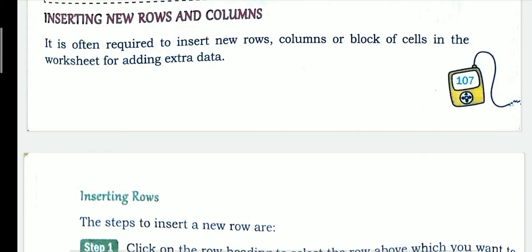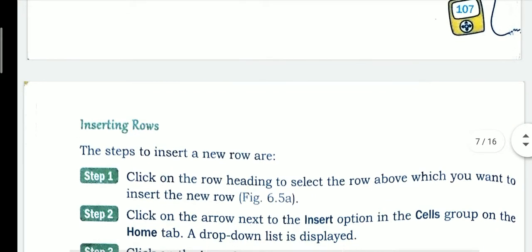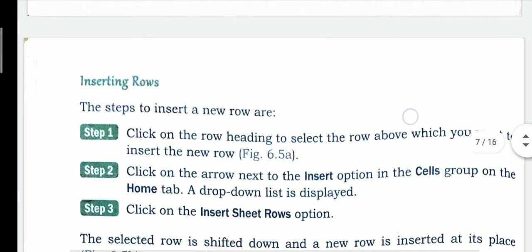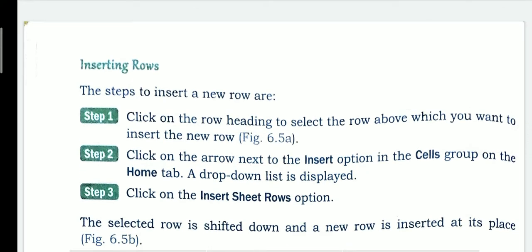When you are working with a worksheet in the Excel application, if you want to add some extra data in the worksheet, at that time it is often required to insert new rows, new columns, or a block of cells in the worksheet. To insert a new row, we follow some steps which are given in step 1, step 2 and step 3.